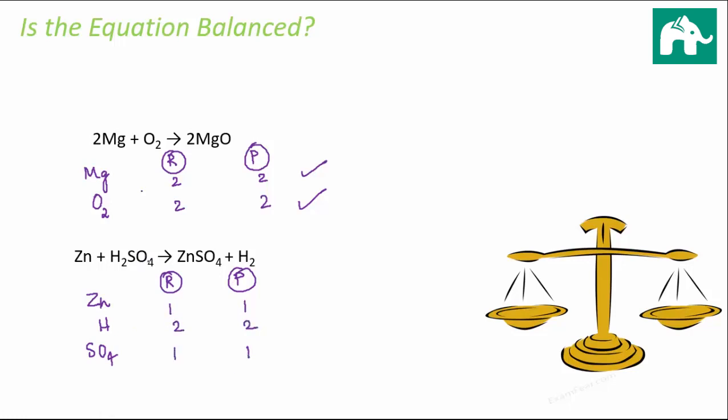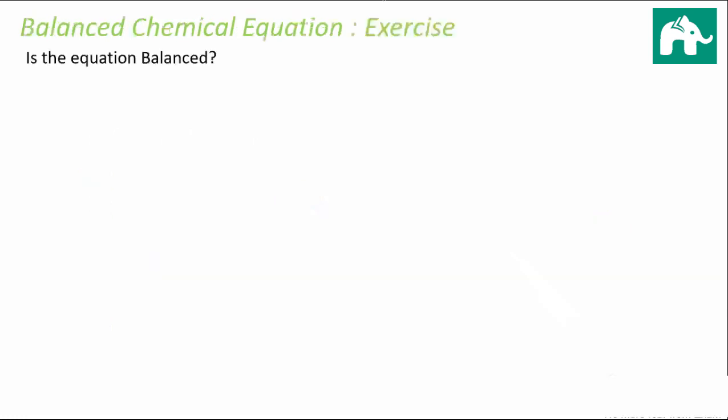So please note that oxygen is included as part of the sulfate group. So here also we see that all of these are balanced and therefore the overall equation is also balanced. So let's try a few more exercises. Here we have an equation Fe plus H2O gives Fe3O4 plus H2. So let's first identify the elements which are part of the equation, that is Fe, hydrogen and oxygen.